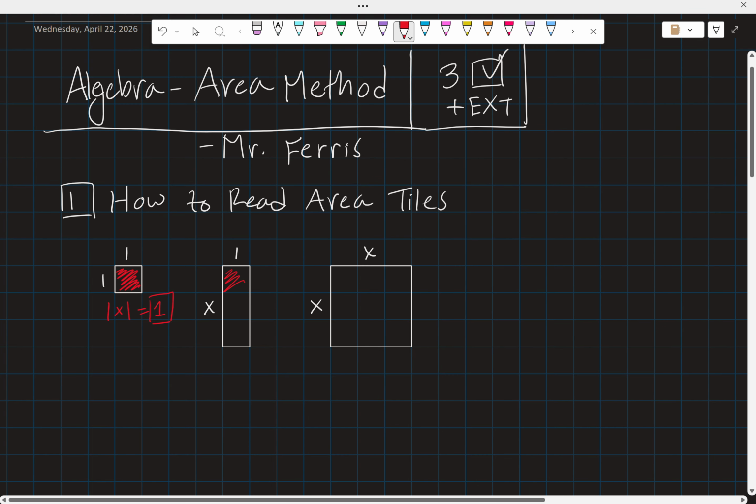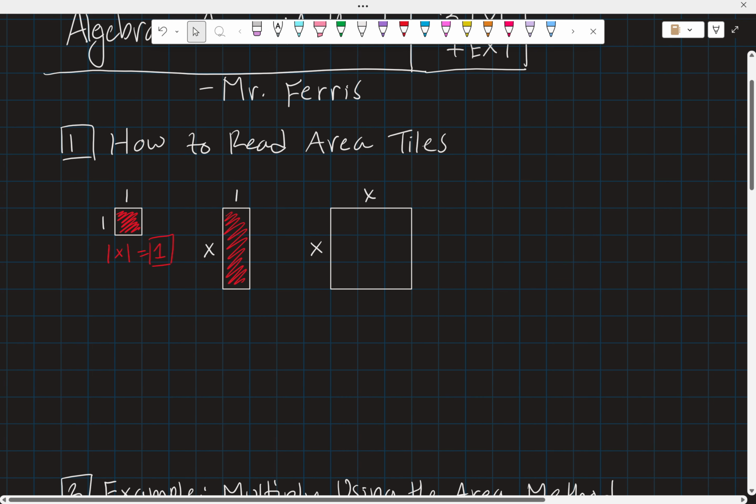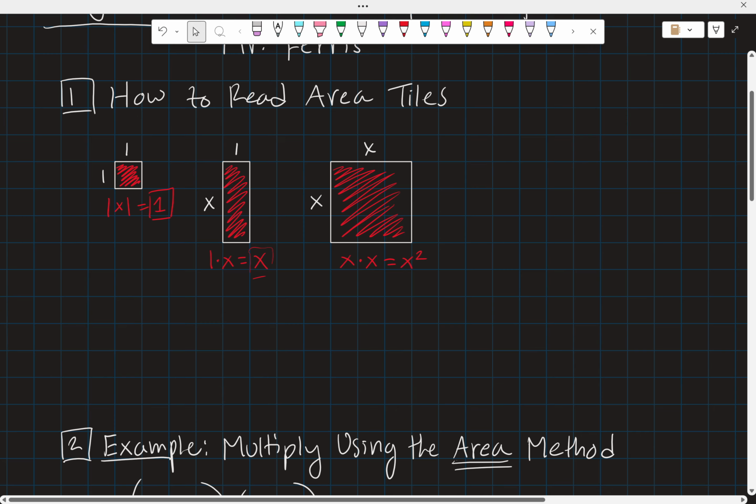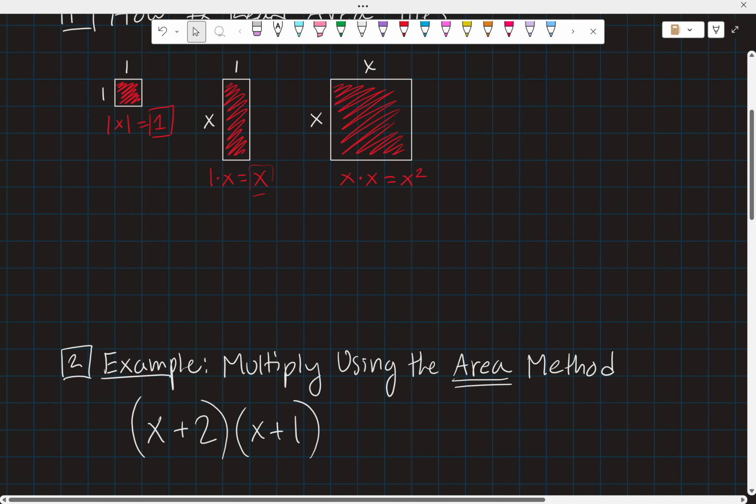In the center here, we have our 1 by x tile. And 1 times x gives this tile an area of x. And then on the right side, we have our tile with length x and width x. So the area of this tile is found using x times x, which is equal to x squared. So we have our 1 unit tile, our x tile, and our x squared tile.